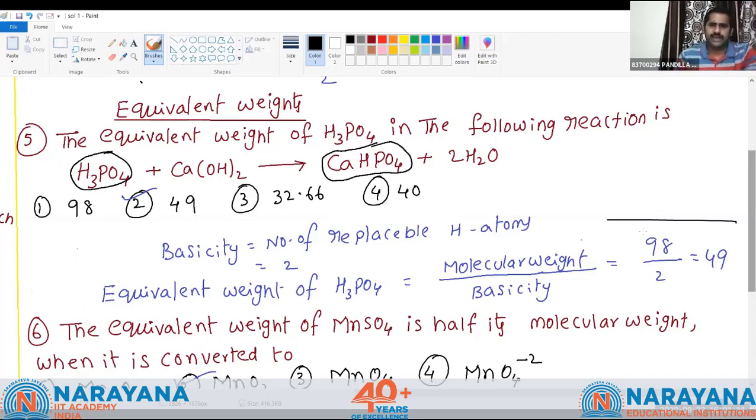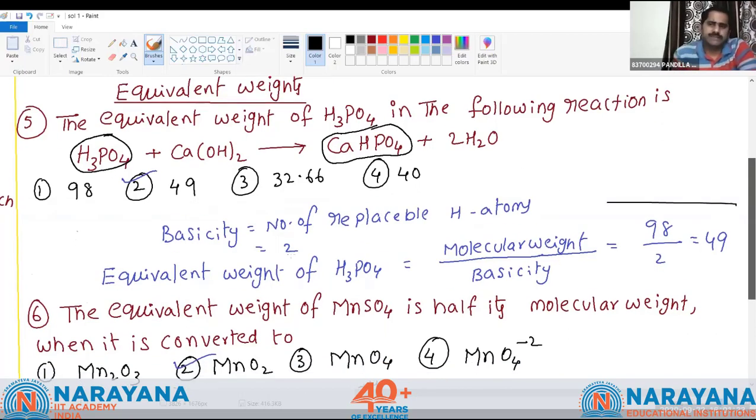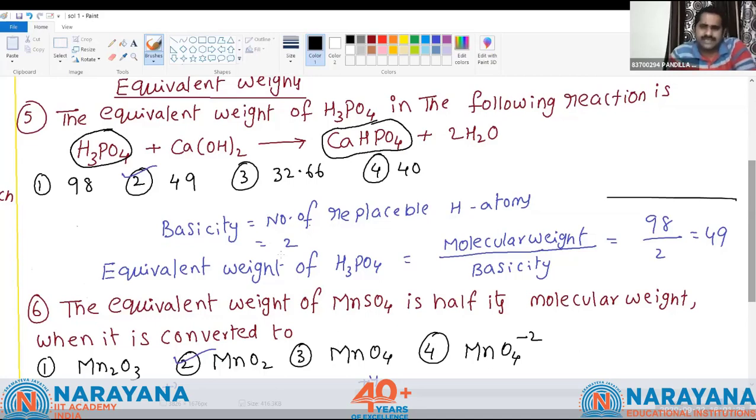Why n factor 2? Because 2 hydrogens are replaced by calcium. We use basicity: equivalent weight of H3PO4 is equal to molecular weight by basicity. Basicity is 2, as 2 hydrogens are replaced by calcium. Molecular weight of H3PO4 is 98. 98 by 2 is 49, that is the answer.